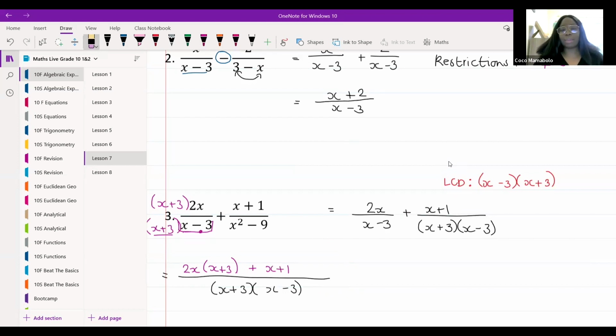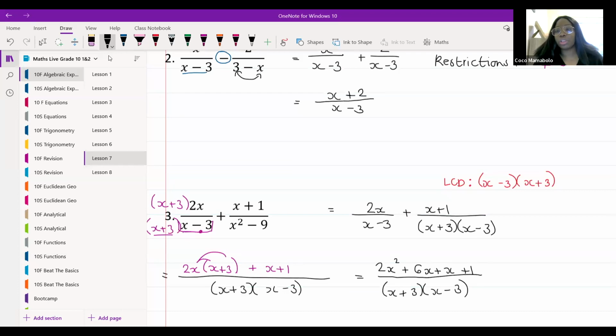Next, I'm going to take this 2x and distribute. So my final answer: 2x times x gives me 2x squared, plus 2x times 3 gives me 6x, plus x plus 1, over the whole denominator, x plus 3 and x minus 3. But look, Teacher Coco has forgotten. I need restrictions, guys. What are my restrictions here? What can x not be equal to?